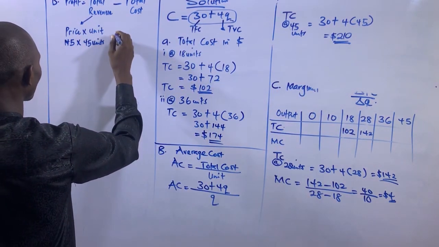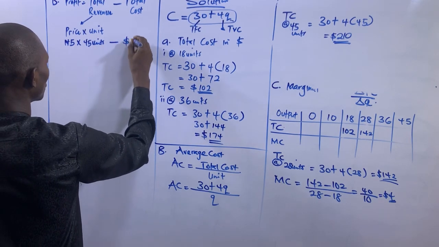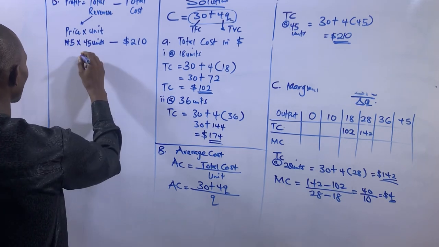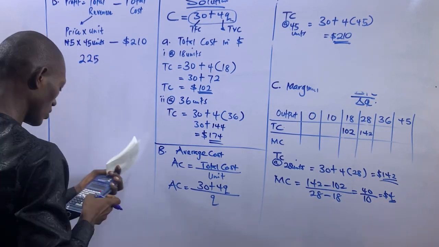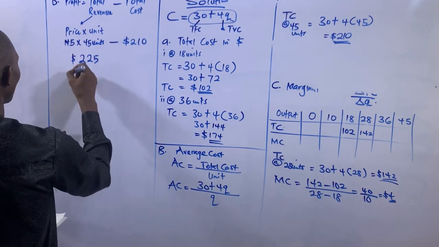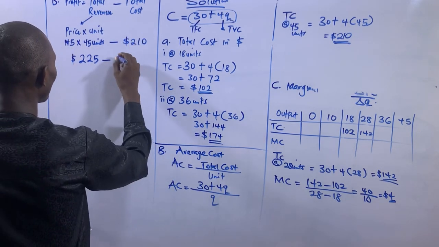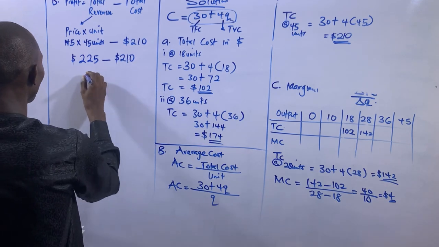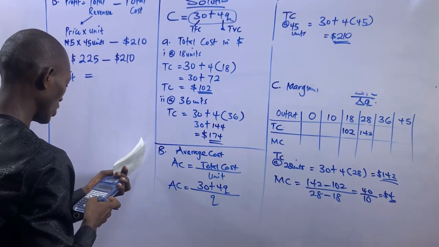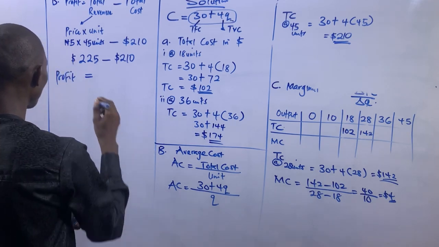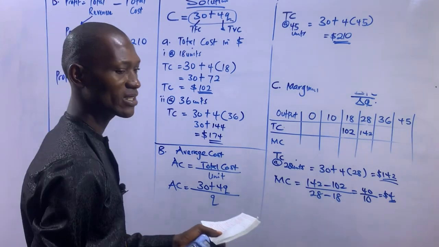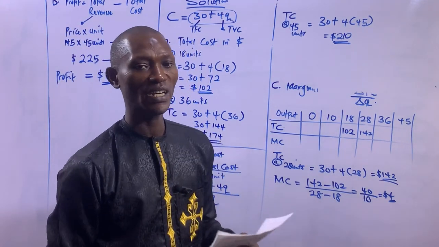So that's basically what we have here, minus $210. So 45 times 5 gives us 225. Let me be sure. 45 times 5 is $225, minus the total cost, which is 210. Then profit is 225 minus 210, which gives us $15. So $15 is the profit of producing 45 units.